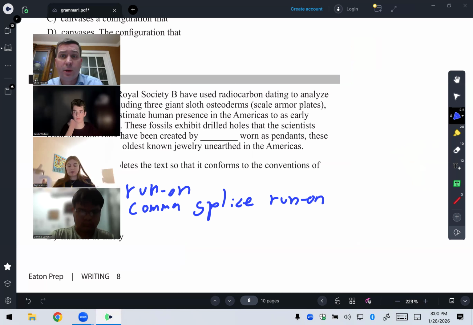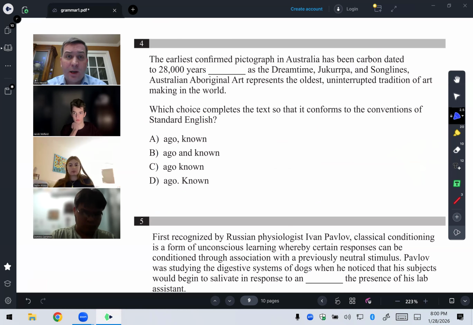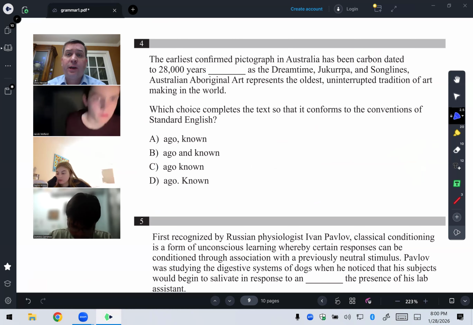All right, so I guess it's another anthropology one. The earliest confirmed pictograph in Australia has been carbon dated to 28,000 years, blank. Then we have As the Dreamtime, Jacurpa, and Songlines, Australian Aboriginal art represents the oldest uninterrupted tradition of art making in the world. Okay, so it's just a grammar question.